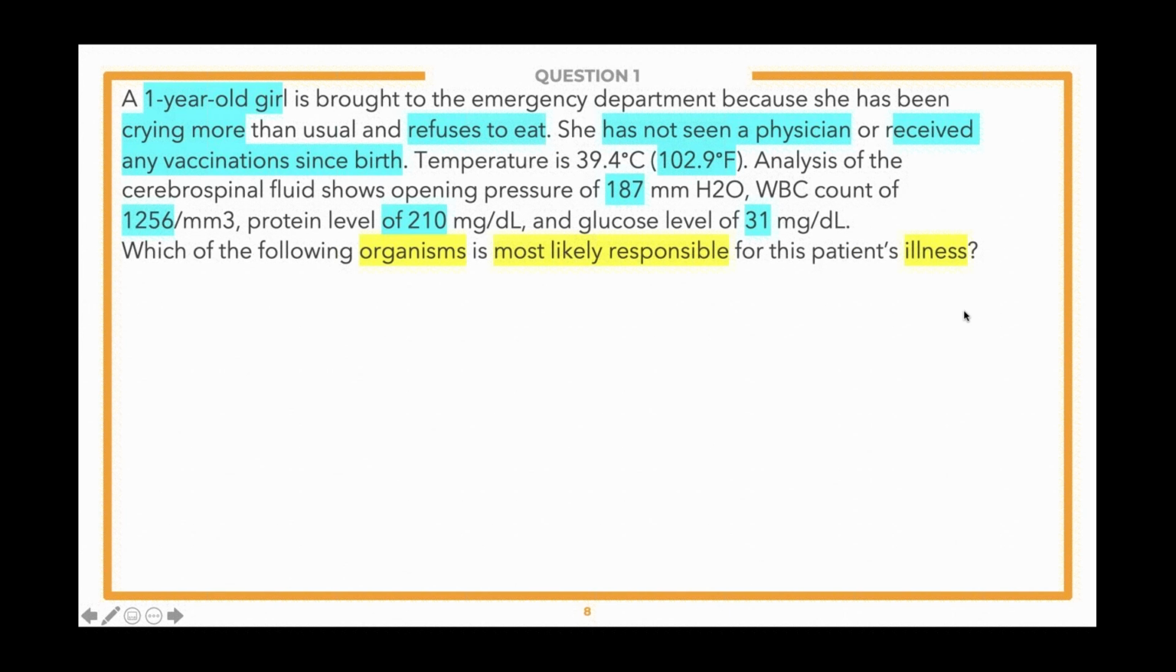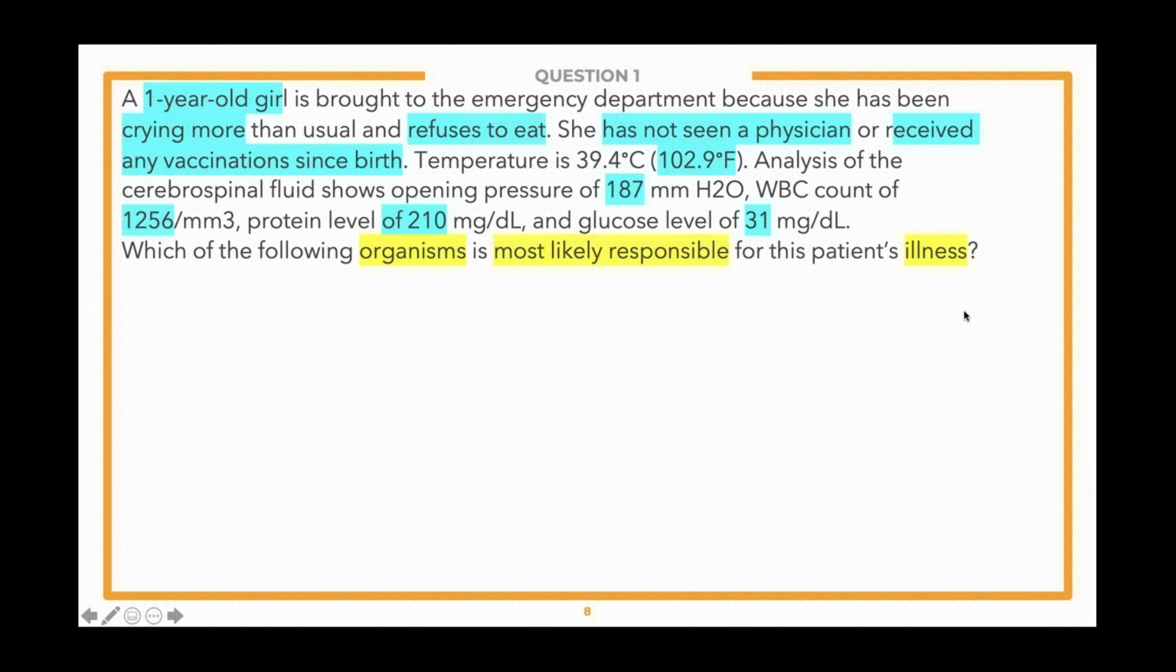Now, we are told some important information. She hasn't seen a physician, hasn't received any vaccinations. So you definitely want to make note of that and start to think about how that could be playing a role potentially in this clinical vignette, okay? We're told some important information about vital signs, about CSF findings. You definitely want to know how to interpret CSF findings. Those are definitely fair game questions that they love to ask about, okay?